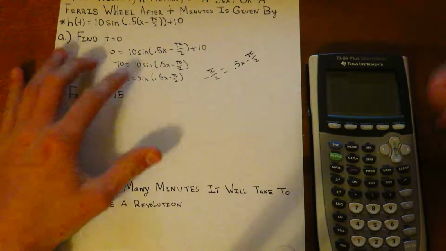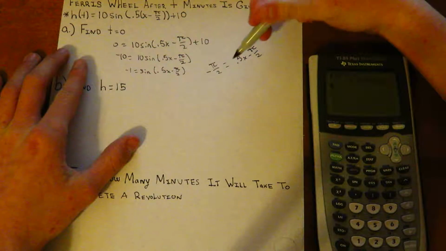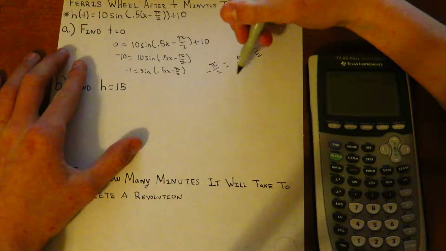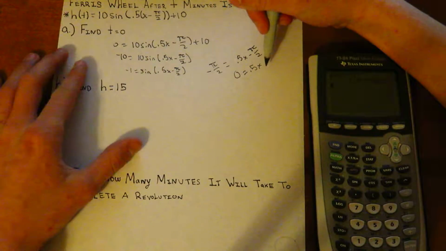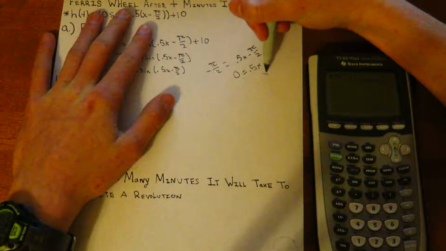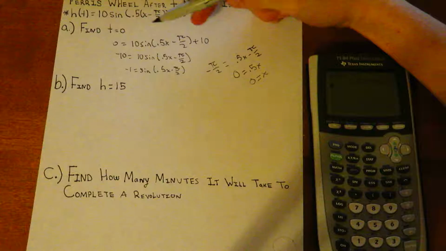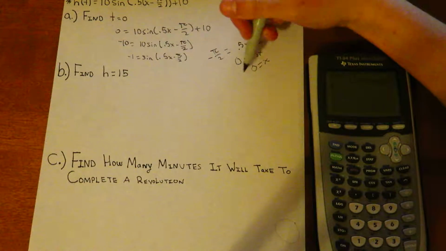Okay, kind of running out of room, but now all we have to do to cancel that out is to add the pi over 2 to the other side. So that just equals 0 is equal to 0.5x, and we know that nothing can be divided by 0 because that doesn't give you anything. So we know that x is equal to 0. So when t is 0, your height is 0. So when you're at 0 minutes, you're at a height of 0 meters.